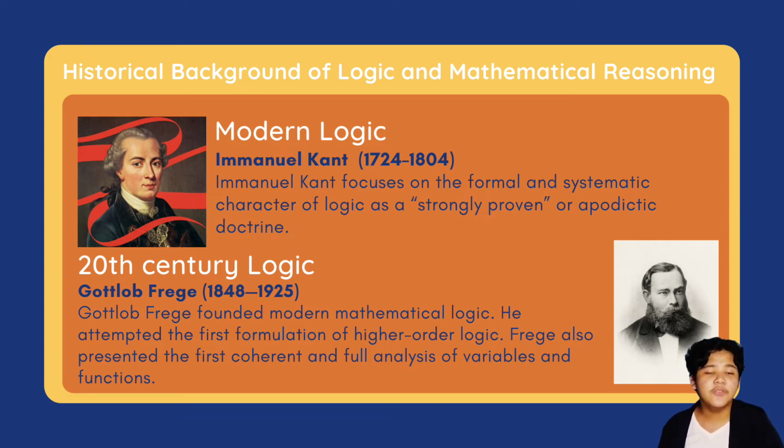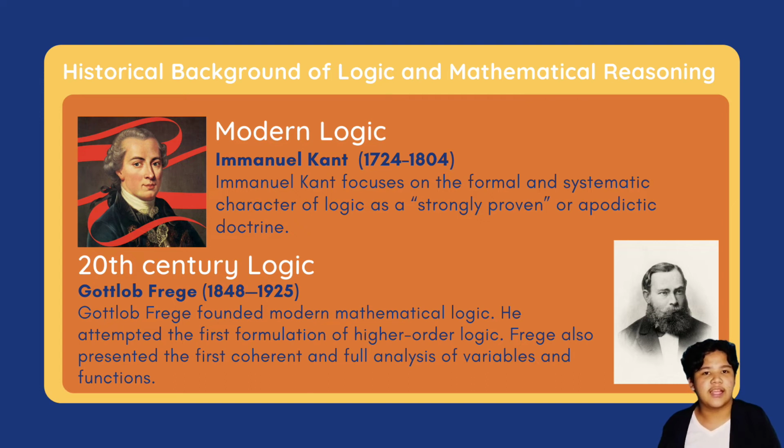Gottlob Frege (1848-1925) founded modern mathematical logic. He attempted the first formulation of higher-order logic. Frege also presented the first coherent and full analysis of variables and functions. He is also the first to show it is possible to reduce all truth functions to negation and the conditional, and made the first clear distinction between axioms and inference rules in a formal system. As such, he is called the father of modern logic.